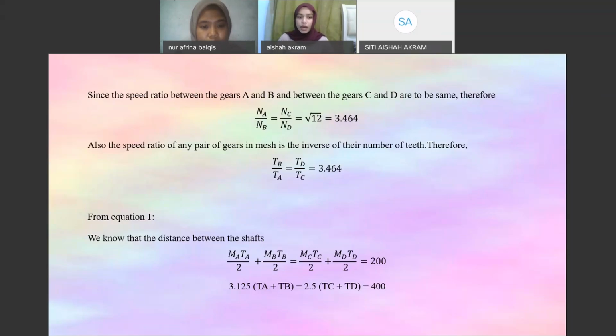From the formula, we can know the distance between shafts as shown in the slide. Module A times TA plus module B times TB equals module C times TC plus module D times TD equals 200. Then we put the values in the formula and we get the equations as shown.